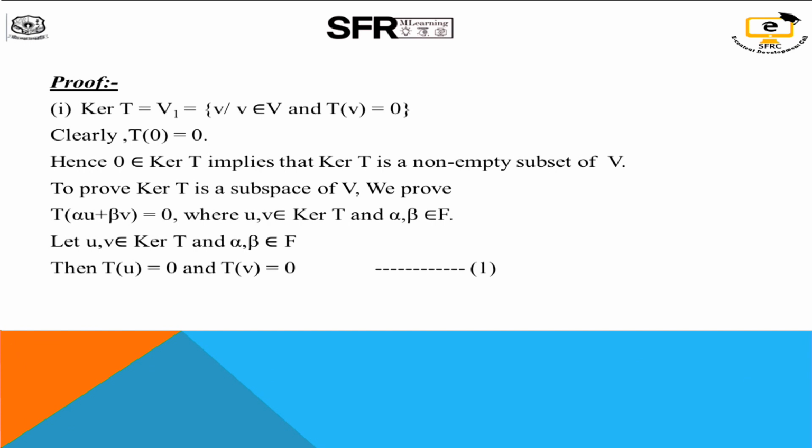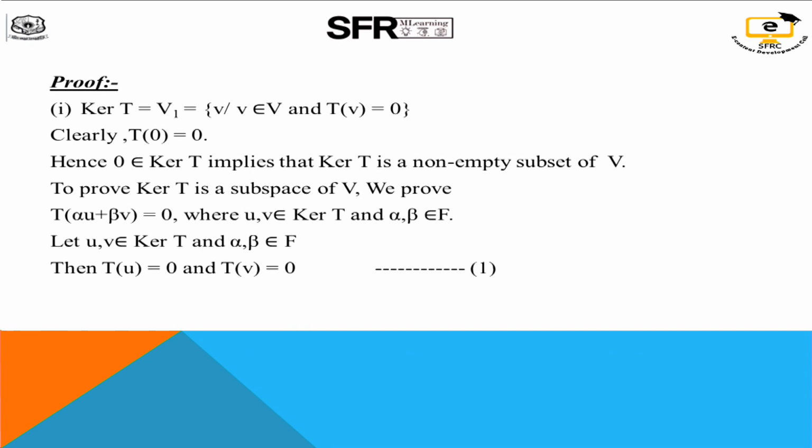To prove kernel T is a subspace, it is enough to prove that alpha U plus beta V belongs to the set kernel T. That means it is enough to prove that T of alpha U plus beta V equals 0, for all elements U, V belonging to kernel T and scalars alpha and beta.